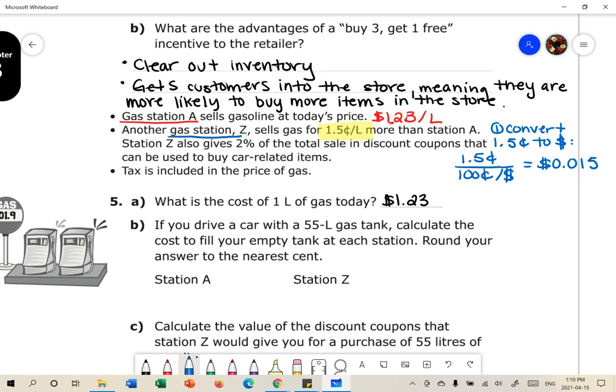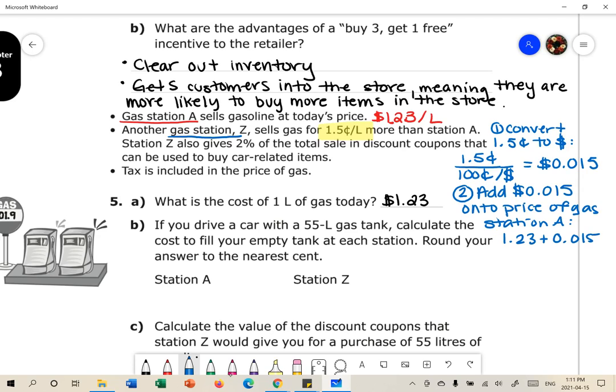So 1.5 cents is the same as saying $0.015. So now that everything's in dollars, I can add my converted dollar amount for gas station Z and add it onto the price for gas station A. $1.23 plus 0.015 is equal to $1.25 approximately. Okay, so the gas per liter at station A is $1.23, and the gas per liter at station Z is approximately $1.25.